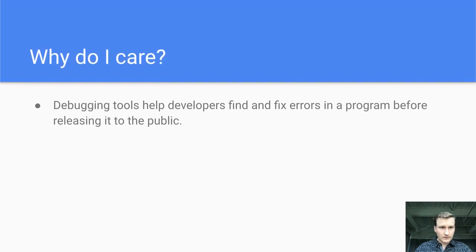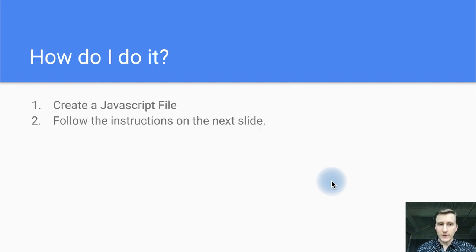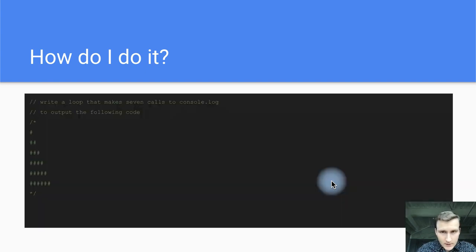All right. So why do I care? Debugging tools help developers find and fix errors in a program before releasing it to the public. What do I need? VS Code, a browser, developer tools. How do I do it? Create a JavaScript file and follow instructions in the next slide.